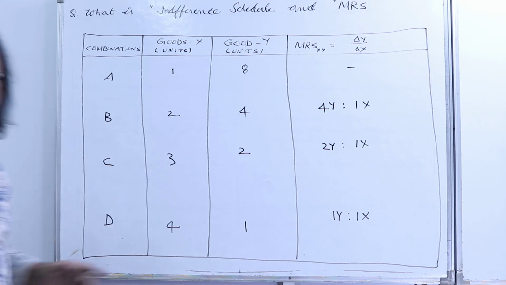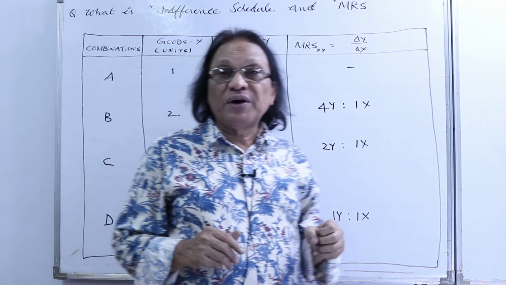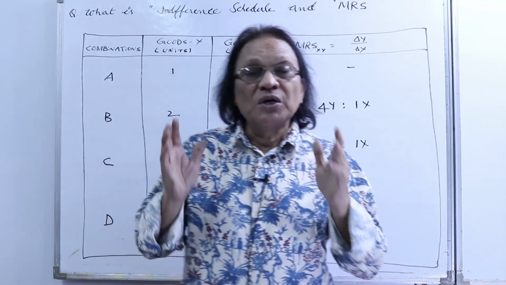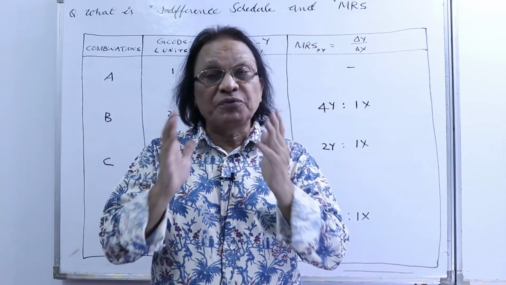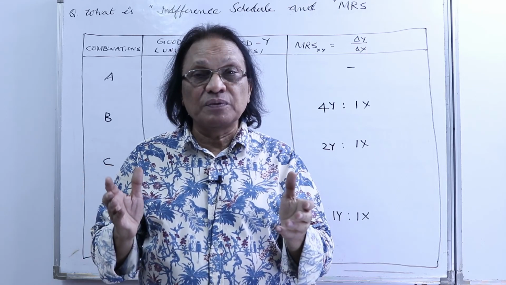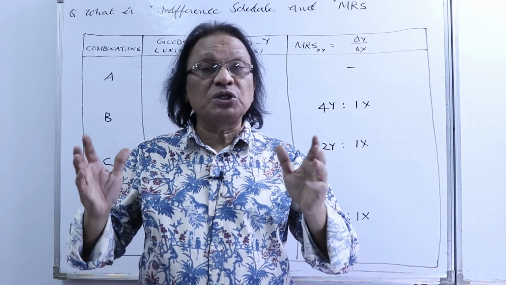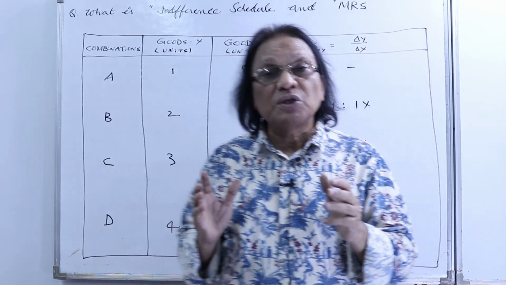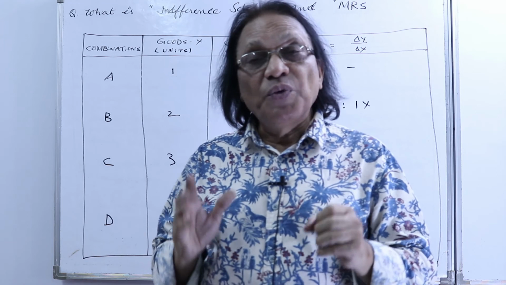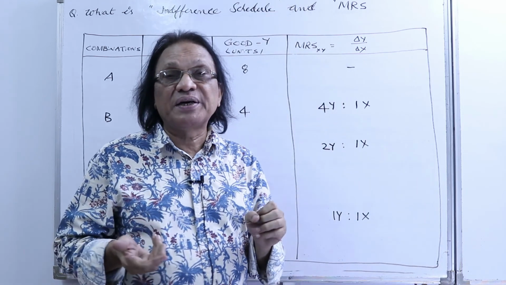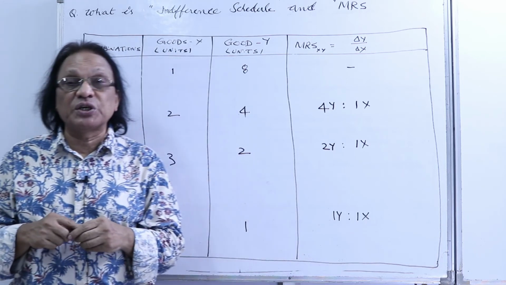So we repeat once again what you learned. What is an indifference schedule? An indifference schedule shows different combinations of 2 commodities that give the consumer the same level of satisfaction. Since all the combinations are giving him the same level of satisfaction, the consumer is not able to decide which combination he should have, whether A or B or C or D. That's why it's called an indifference schedule.